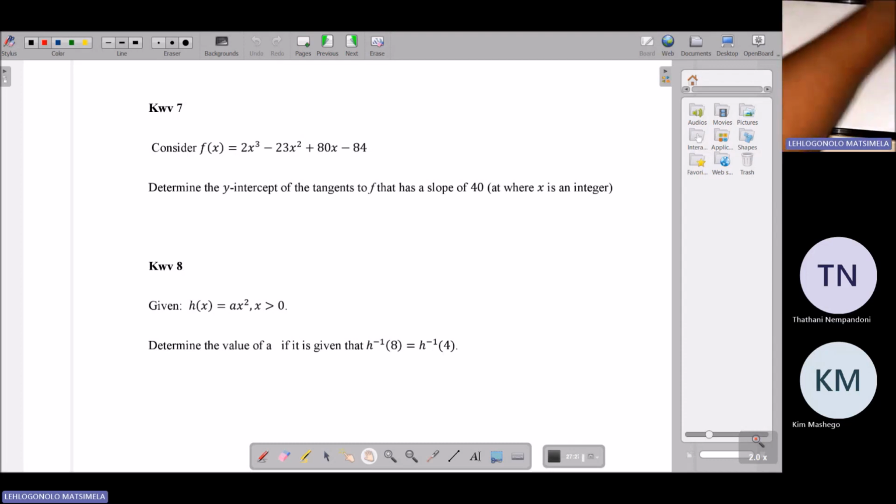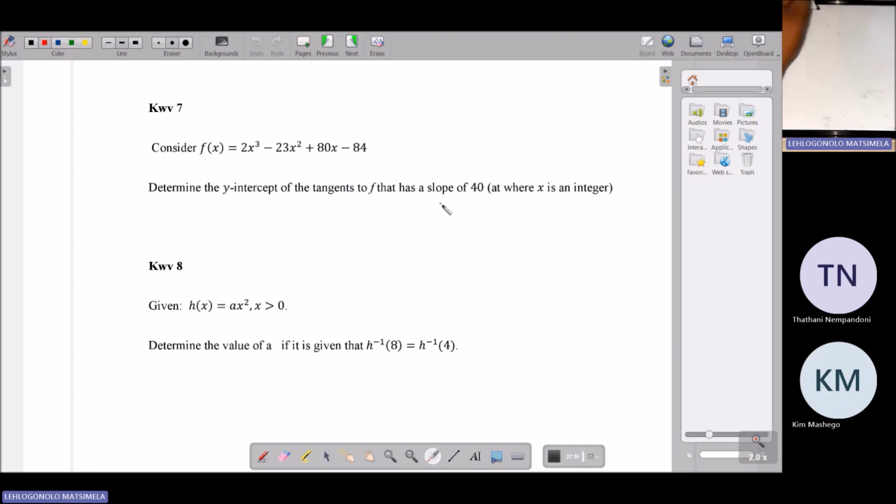Now on this given example, what are they saying? They say determine the y-intercept. And how do we find the y-intercept? We find the y-intercept by substituting the x value into the original, which is the one that is given here. And what is the x value? We don't know. The intercept of the tangent to the graph of f that has a slope.